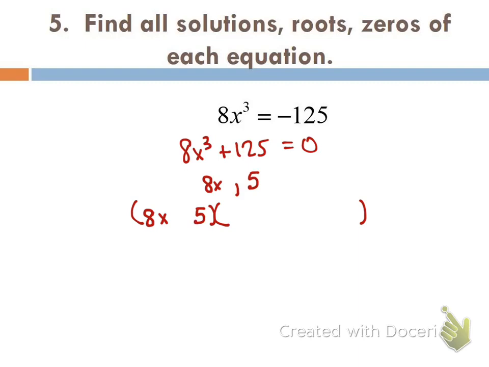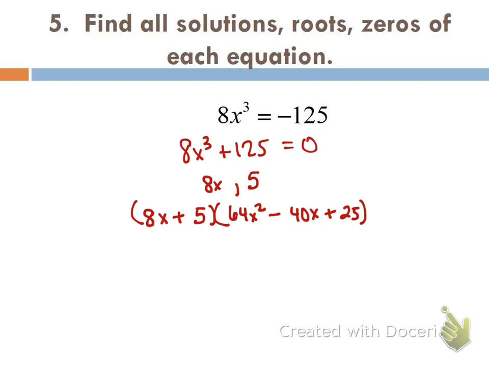I square the first term to get 64x squared. I multiply them together to get 40x. And I square the last term to get 25. And our signs are same, opposite, always positive. Okay, so after I factor the cubes, I set each part equal to 0. Remember, I mentioned this earlier, but just a reminder, the 64x squared minus 40x plus 25 will never factor.